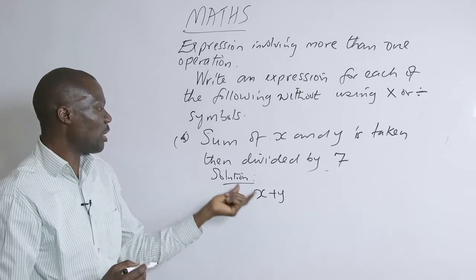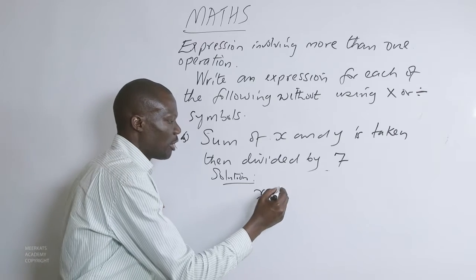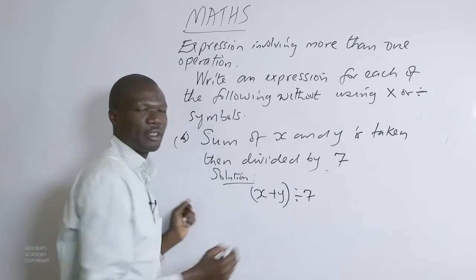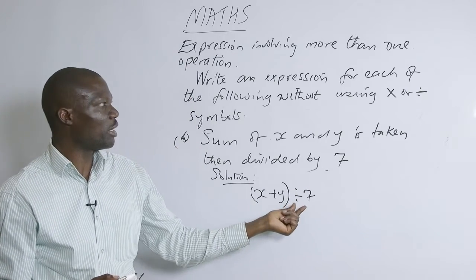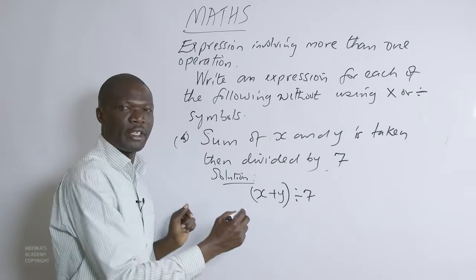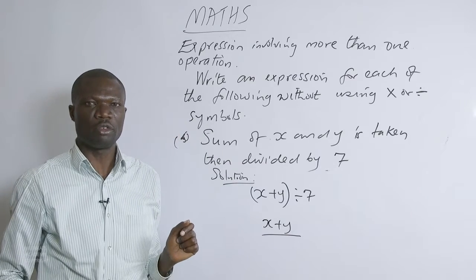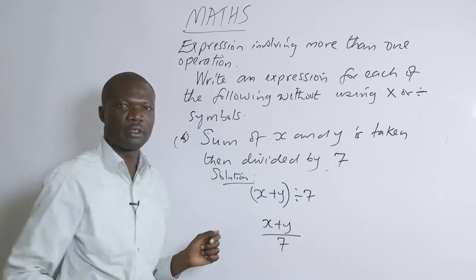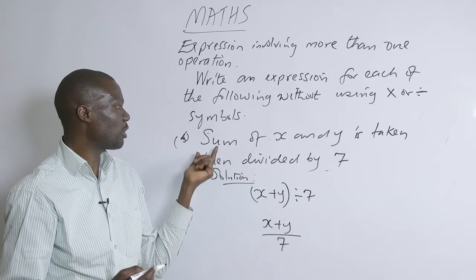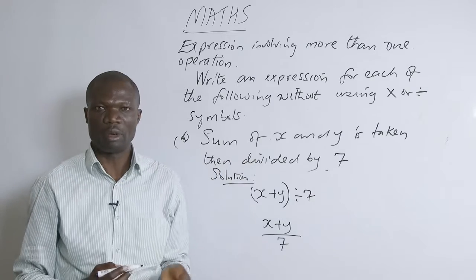That's what we have. Now, if the sum of x and y is taken and then divided by 7, it means we can have this in brackets, and then we need to divide by 7. But since we are to avoid the symbol of division, this expression will be rewritten as x plus y, the whole of it over 7. So we have simply given an expression for the sum of x and y, and then the sum is simply divided by 7.